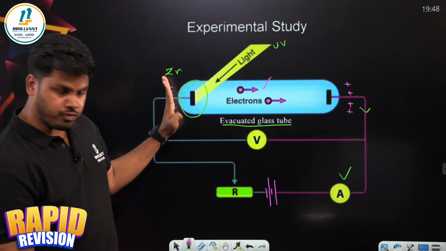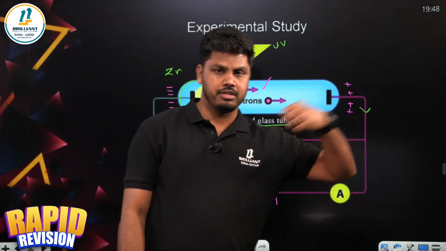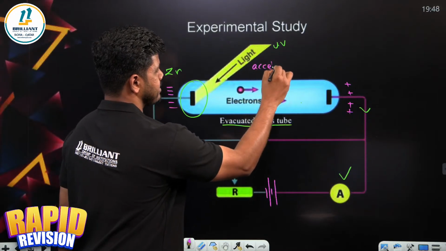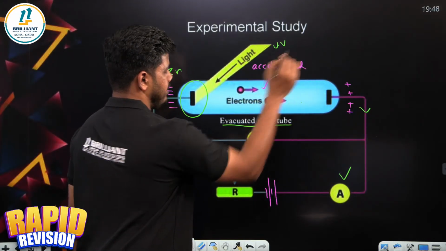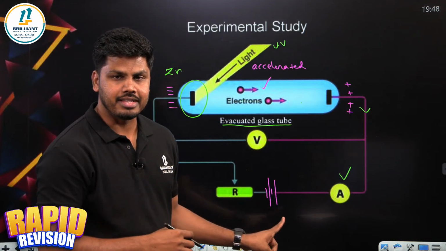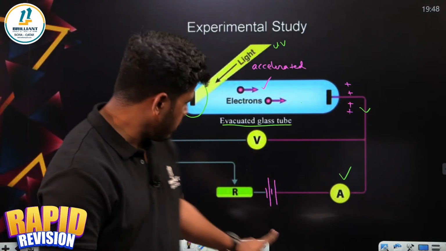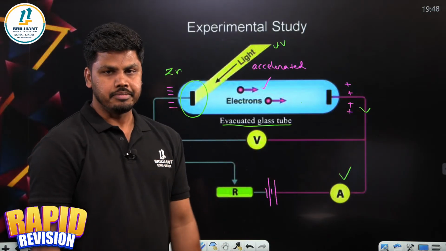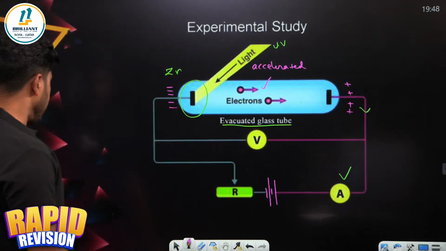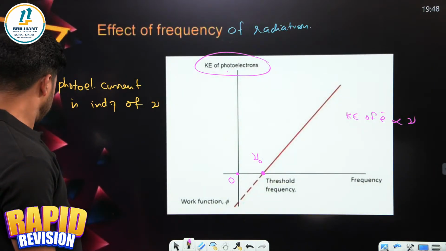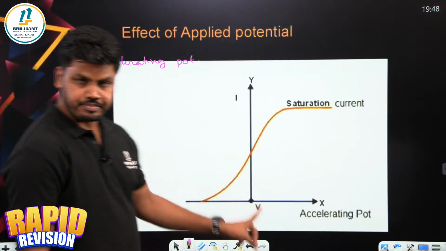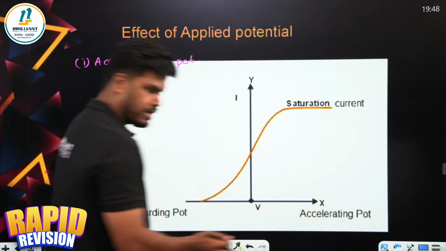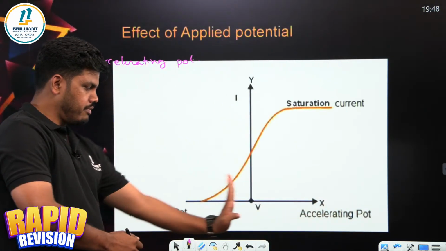What happened to these electrons? Electrons get a push from behind and a pull from the other side. Electrons are accelerated. That is why this connection is called accelerating potential. When you provide potential like this, it is called accelerating potential, right? Then when you connect accelerating potential, in the graphical representation, accelerating potential is taken along the positive x-axis. You can see in the graph. This is retarding potential. We'll come to that later.